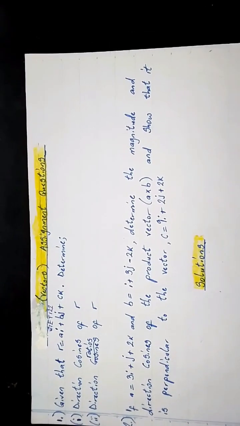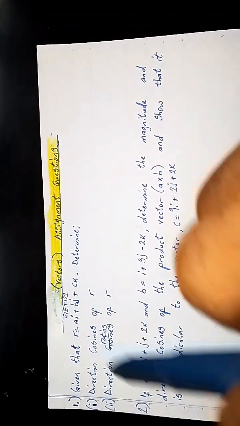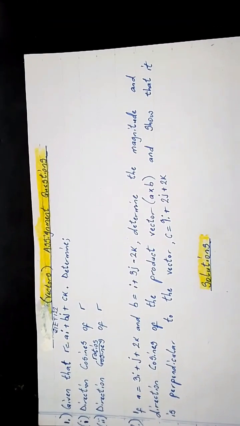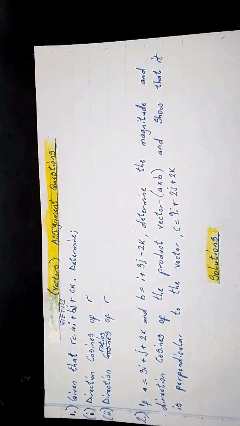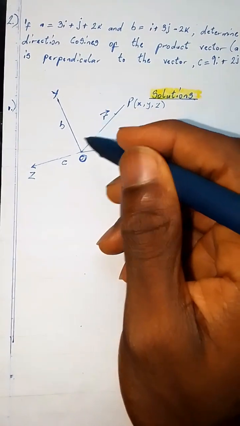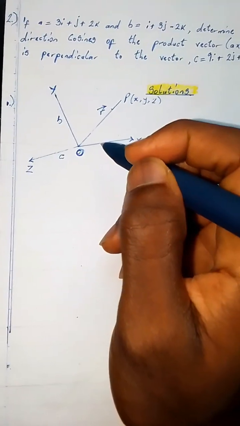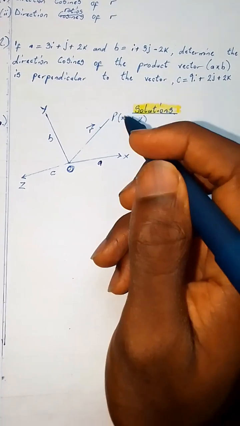Alright, right now we are given a question on vectors which says that given that R is equal to Ai plus Bj plus Ck, we have to determine the direction cosines of R and direction ratios of R. First of all, starting with this question, you have to draw the diagram relating each of those unit vectors. Here is the diagram. So this is the 3D system representing the X, Y and Z axes.